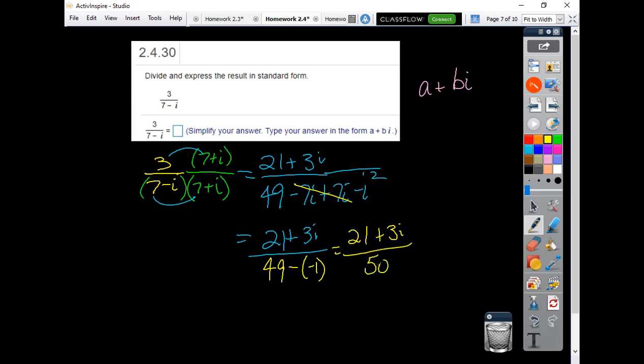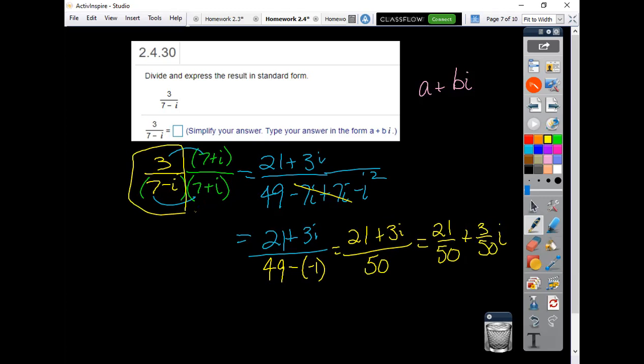Now, if you need to put that in the other standard form, remember, normally we get a common denominator to put things together, but you can also take them apart. So take your 21 over your 50, and your 3 over your 50, and put the i out there just like it's a little x sitting out there. And there you go. You took something that had this imaginary complex denominator.